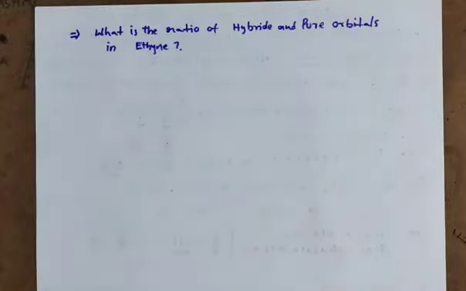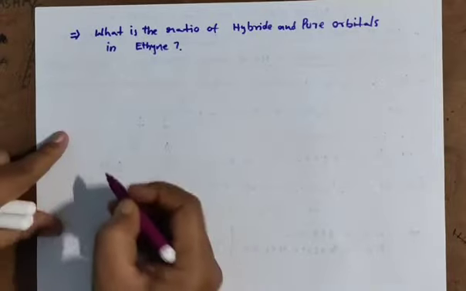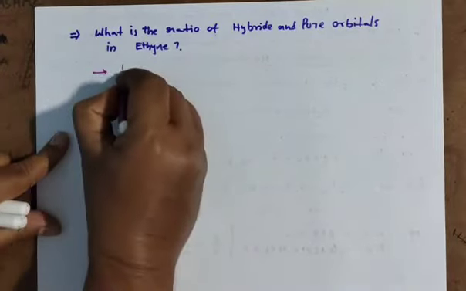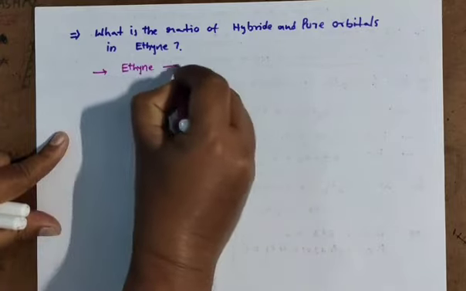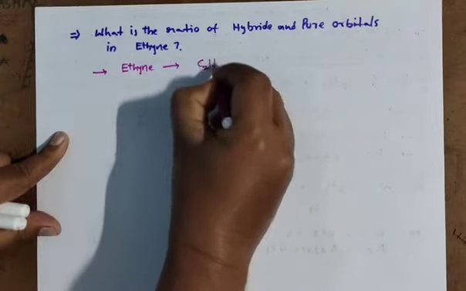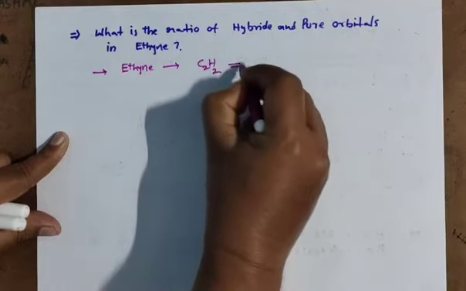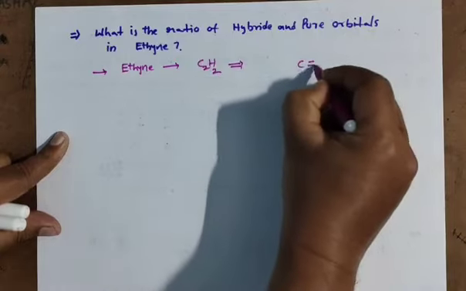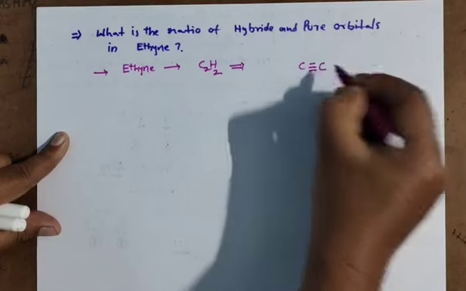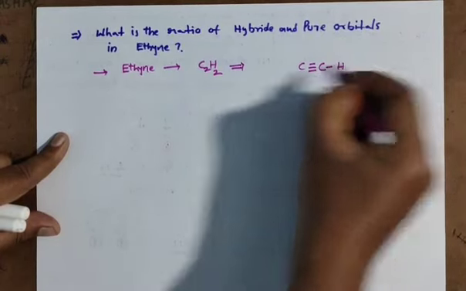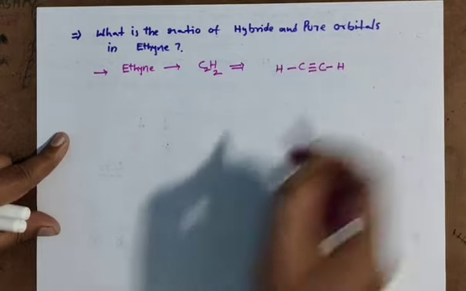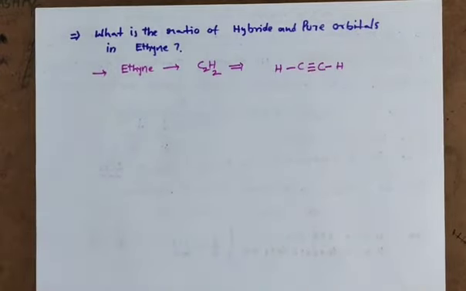This is the question given to you, and now you need the formula for ethyne. Ethyne is an alkyne with 2 carbons, C2H2. The structure is H–C≡C–H, with one hydrogen on each carbon. This is the structural formula.